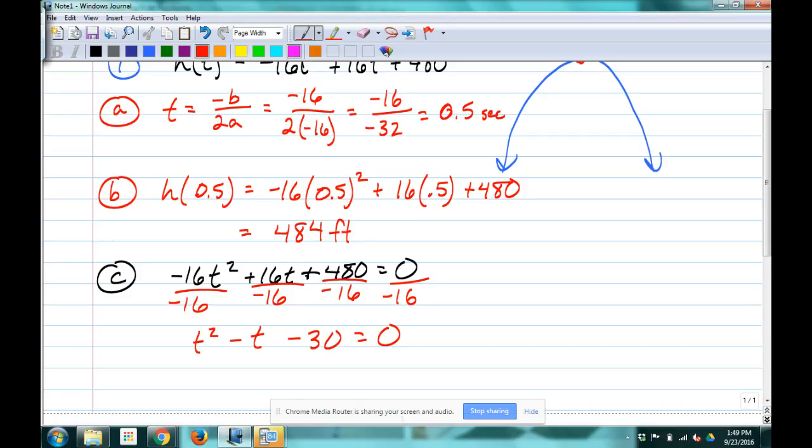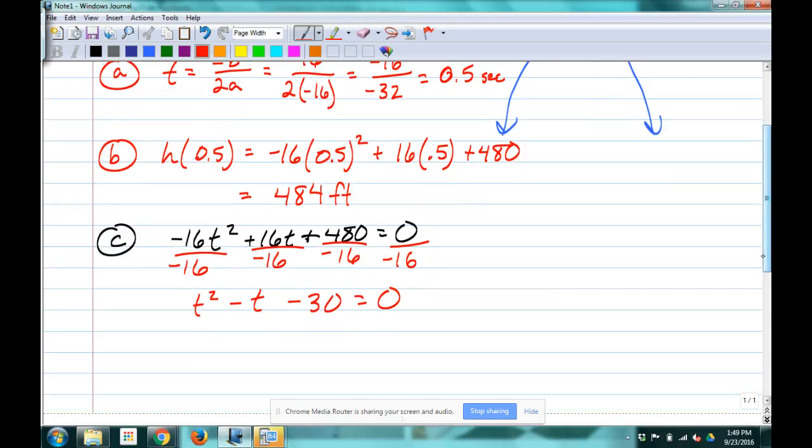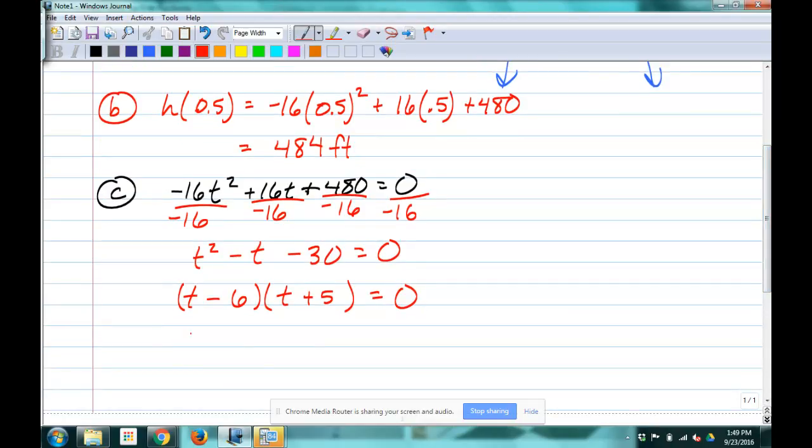I know it'll factor because I happen to know what multiplies to be negative 30 and adds to be negative 1. X minus 6 and x plus 5. Not x, but t in this case. I have trouble swapping letters. And then you set each of those factors equal to 0. You get t equals 6 or t equals negative 5.